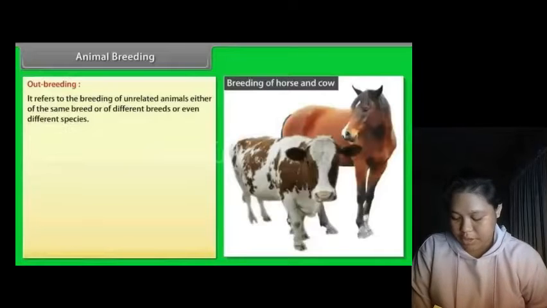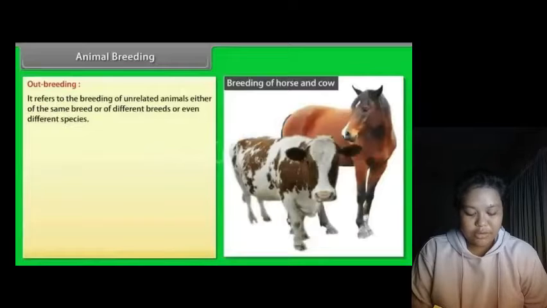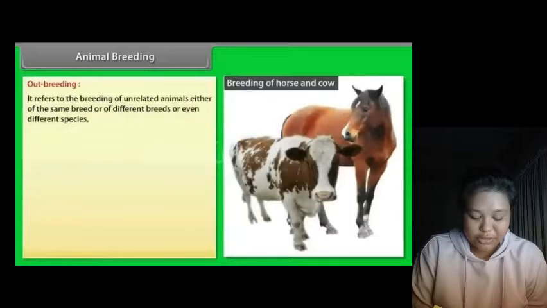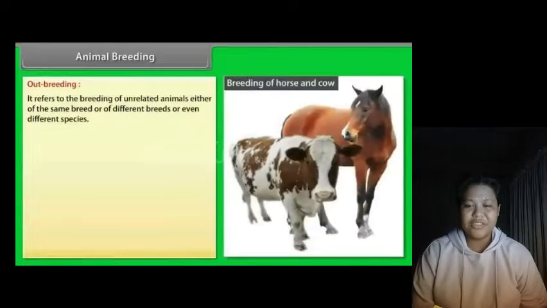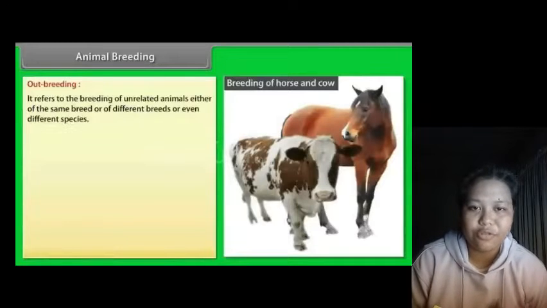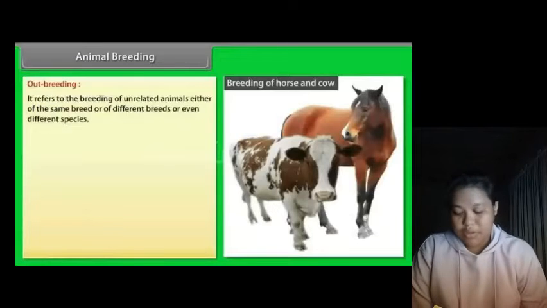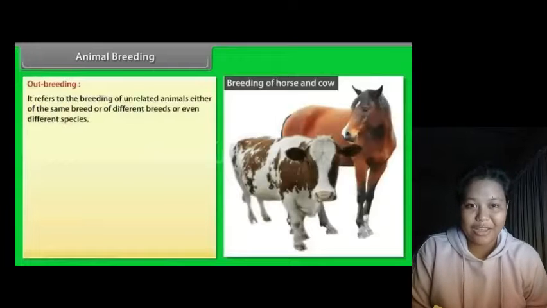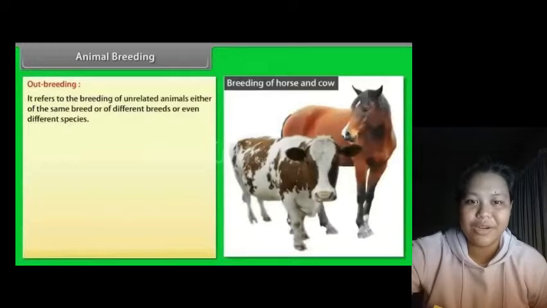And then outbreeding refers to the breeding of unrelated animals, either of the same breed, different breeds, or even different species. An example is the breeding of a horse and a cow. This kind of outbreeding is more likely done for experiments. So those are the types of breeding, and that is the information about breeding sites.